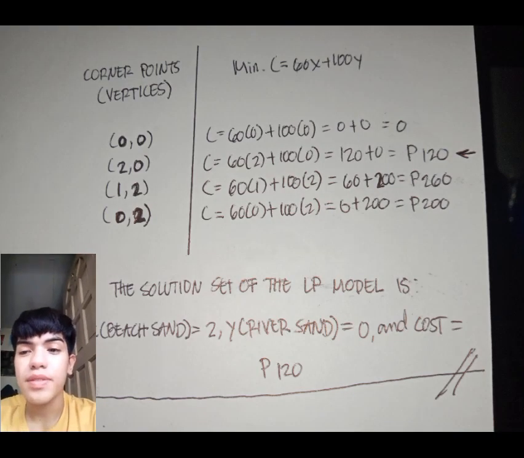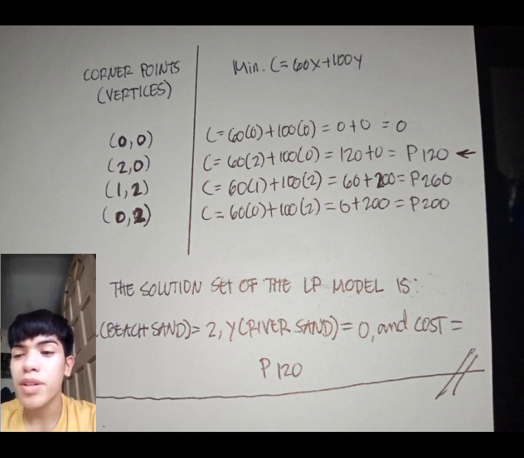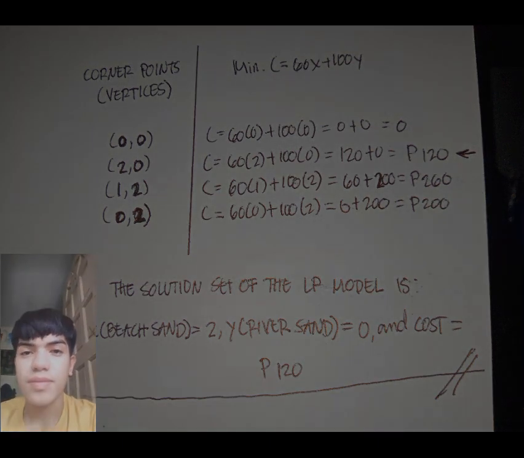One, this is the corner points or vertex, and this is the minimum. So you can show the peak, and the solution set of the LP model is x, beach sand, equals 12... y, river sand, equals 0, and the cost is 120 pesos. That's all.